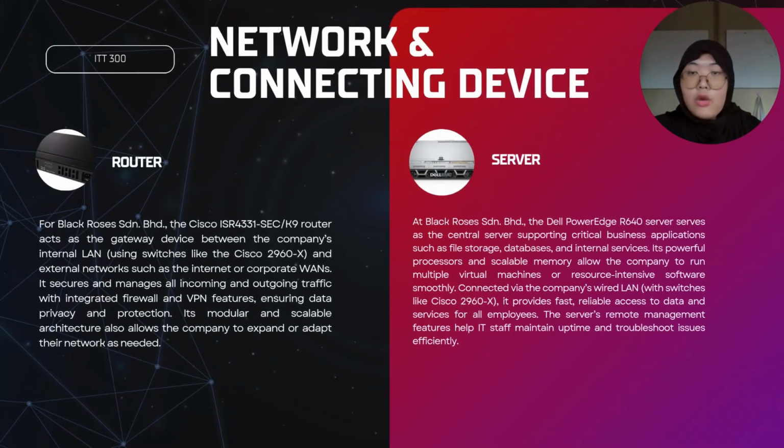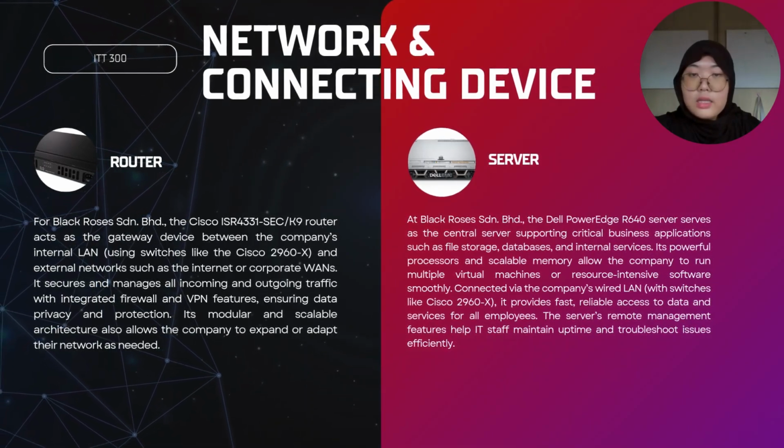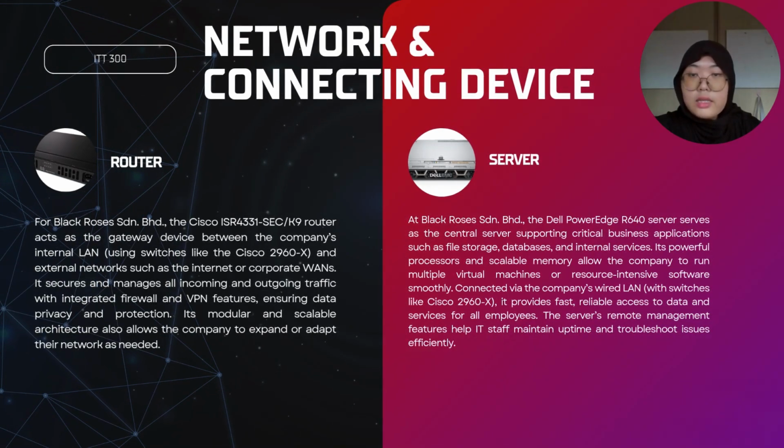Next, router. For Black Rose Sdn Bhd, the Cisco ISR4331-SEC/K9 router acts as the gateway device between the company's internal LAN, using switches like the Cisco 2960X, and external networks such as the internet and corporate ones. It secures and manages all incoming and outgoing traffic with integrated firewall and VPN features, ensuring data privacy and protection. Its modular and scalable architecture also allows the company to expand or adapt their network as needed.